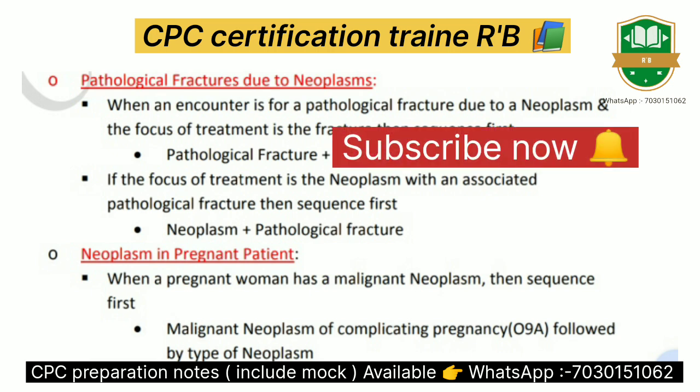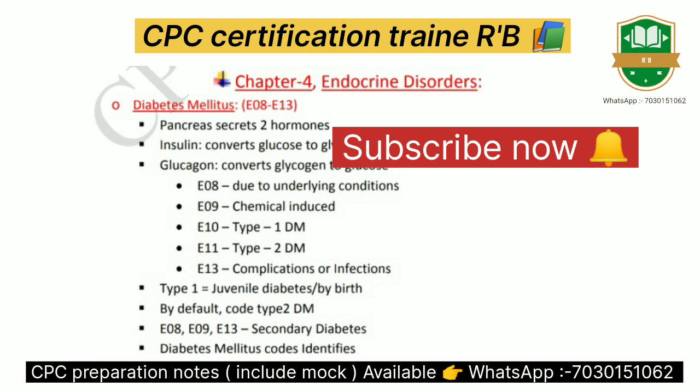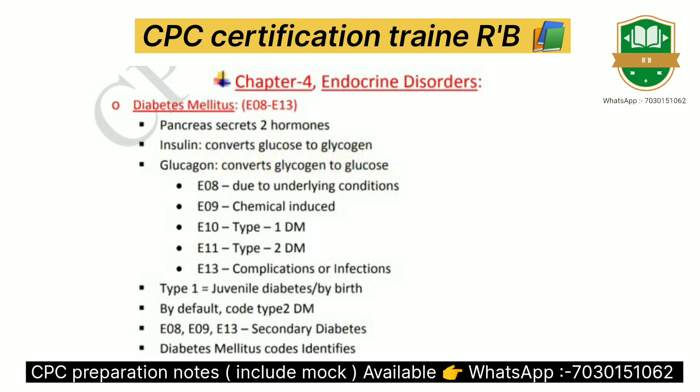Okay. Then 4th chapter, endocrine disorder, diabetes mellitus. Diabetes mellitus is an increase or decrease of blood sugar level in the body. That condition leads to diabetes mellitus. Diabetes mellitus has two types: primary diabetes mellitus and secondary diabetes mellitus.